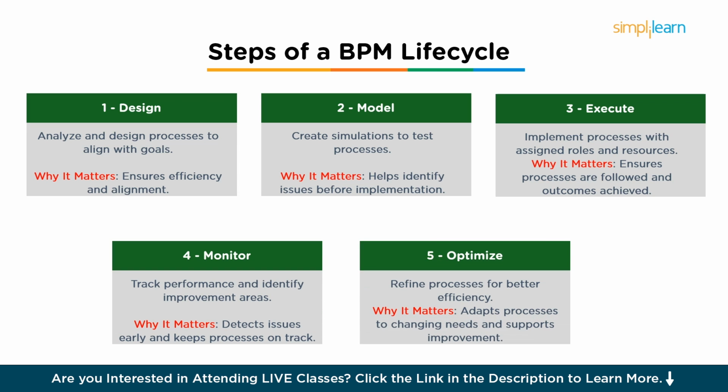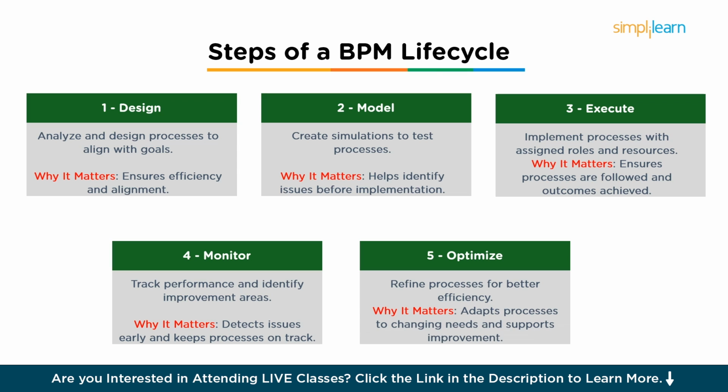5. Optimize. The final phase of the BPM life cycle is optimization. In this phase, organizations make improvements to the process based on data collected during the monitoring phase. Optimization might involve making minor tweaks, automating additional steps, or completely redesigning the process to improve efficiency and quality. Why it matters? Optimization ensures that processes remain efficient and responsive to changing business needs. It also supports continuous improvement, which is critical for maintaining a competitive advantage.